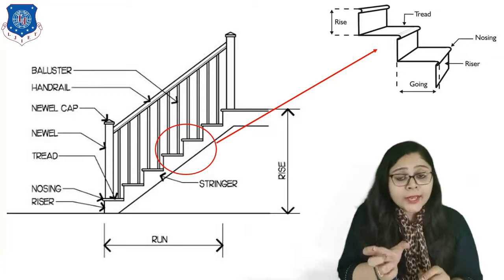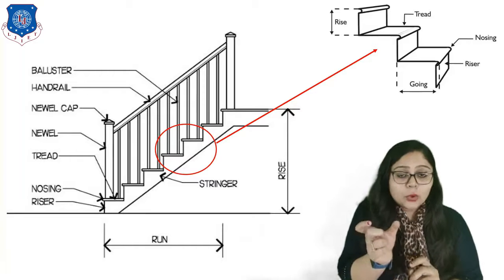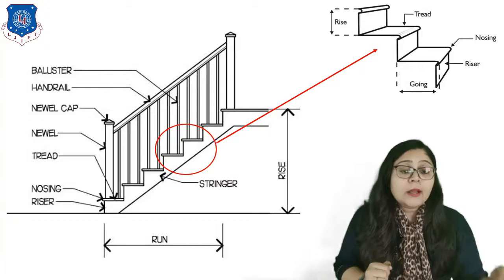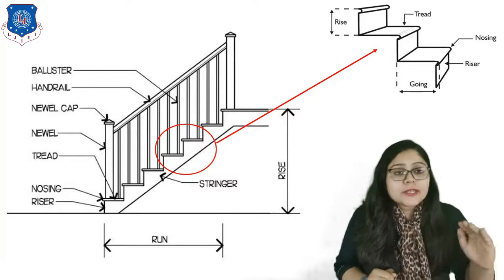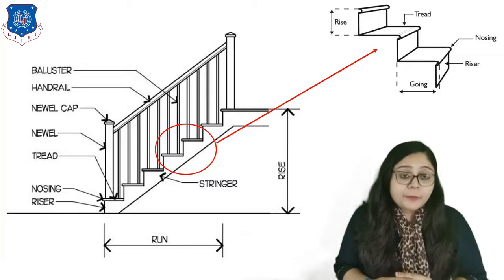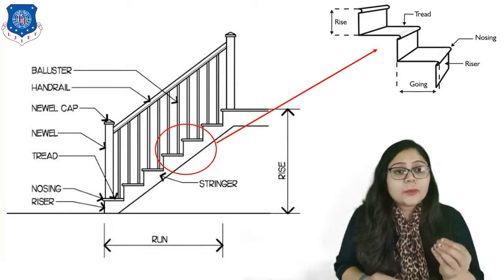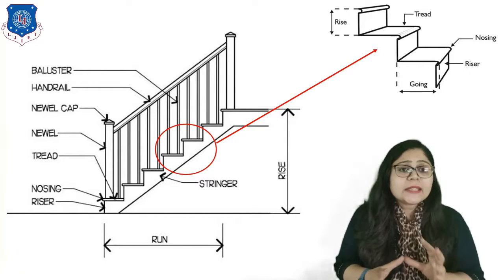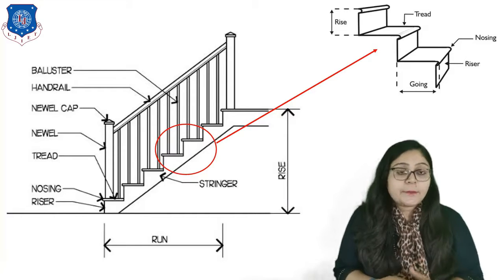Now, that tread portion is divided into two parts. First is the going and second is the nosing. You can see clearly in this figure that the nosing is the curved portion provided for the safety of the stair user. And to support that curved and projected portion, we provide a support which is known as the scotia. So these are the technical terms that we should know when talking about stairs.